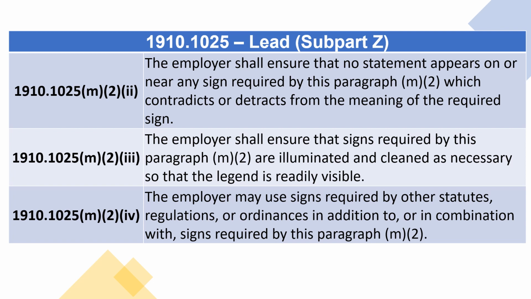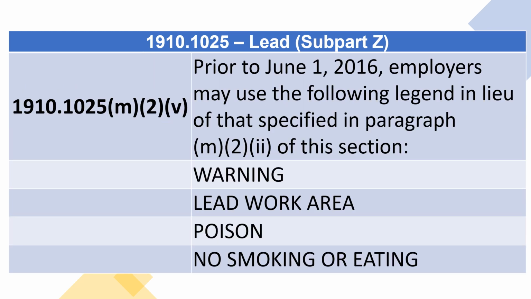The employer shall ensure that signs required by this paragraph (m)(2) are illuminated and cleaned as necessary so that the legend is readily visible. The employer may use signs required by other statutes, regulations, or ordinances in addition to, or in combination with, signs required by this paragraph (m)(2). (m)(2)(v): Prior to June 1, 2016, employers may use the following legend in lieu of that specified in paragraph (m)(2)(i) of this section. Warning: Lead work area. Poison. No smoking or eating.